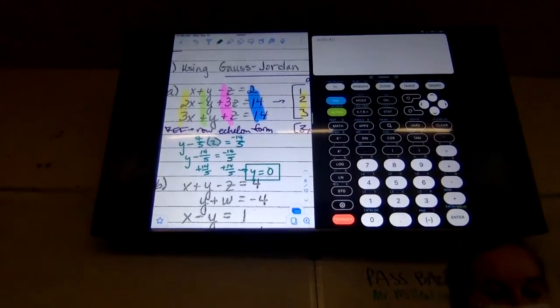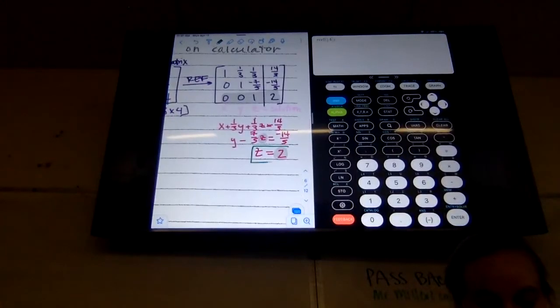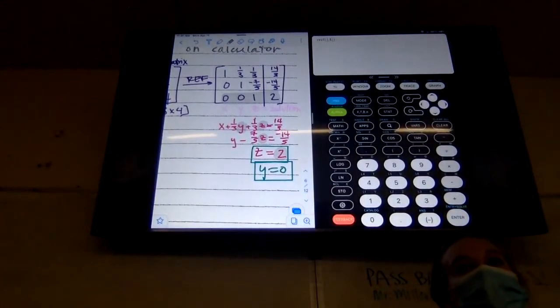I got one more thing to find. I got to find x too. So I knew z equals 2, and now I know y equals 0. And now I need to find x. I'm going to plug 2 in for my z, and I'm going to plug 0 in for my y. Everyone okay on that substitution? Okay, let's do it.